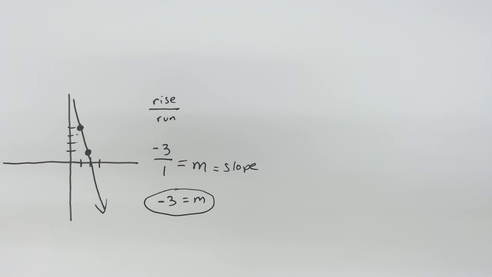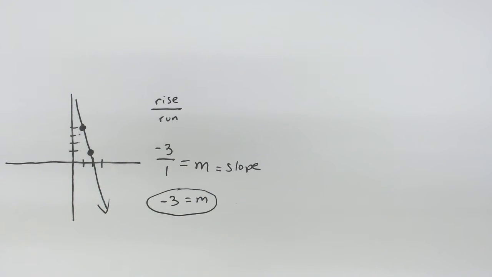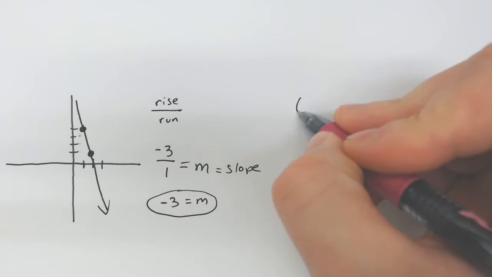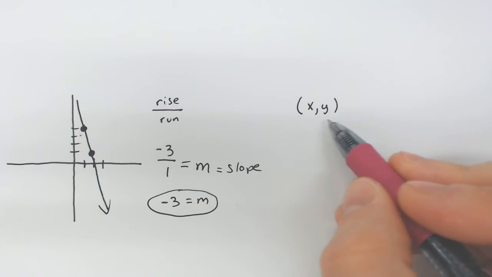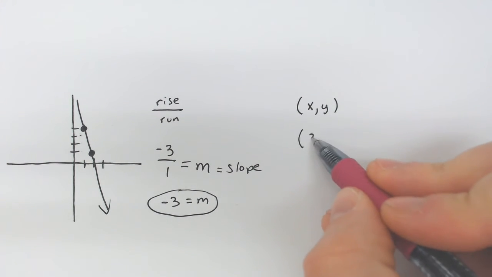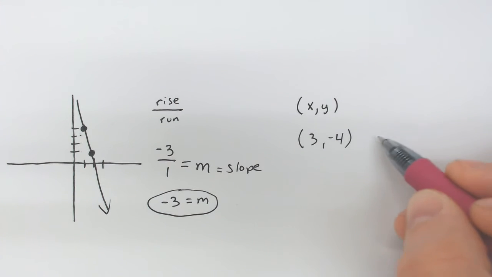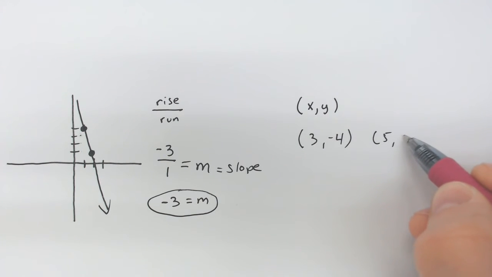What if you wanted to actually figure it out, but not from a graph though? What if you wanted to figure it out from points? So sometimes you find slope by counting rise over run, but sometimes you find slope by literally only being given a set of coordinate points like x, y. So what if it was (3, -4) and (5, 6)?